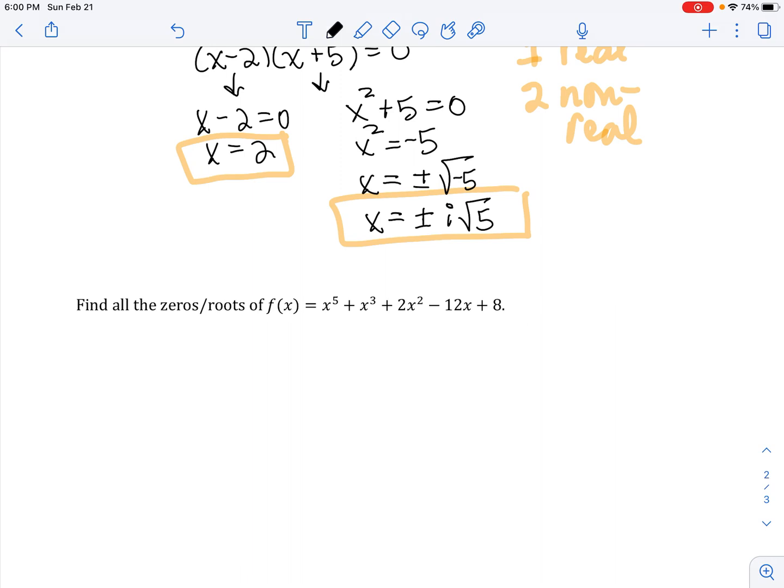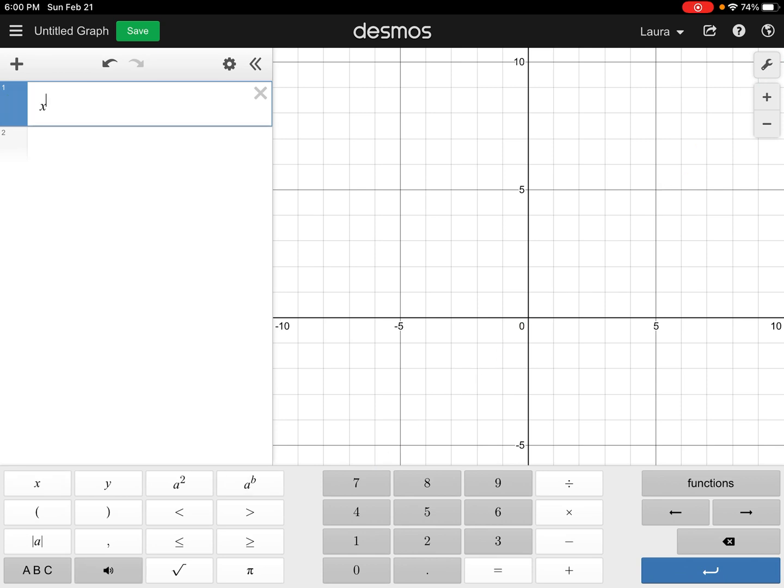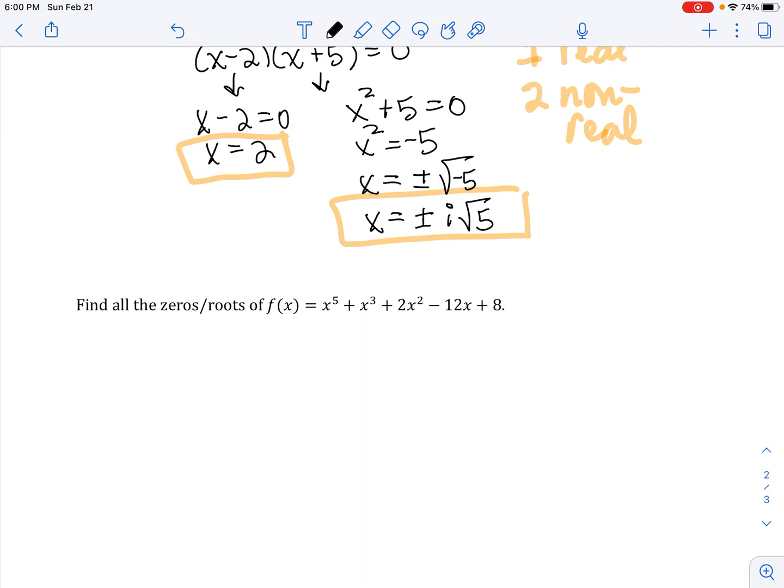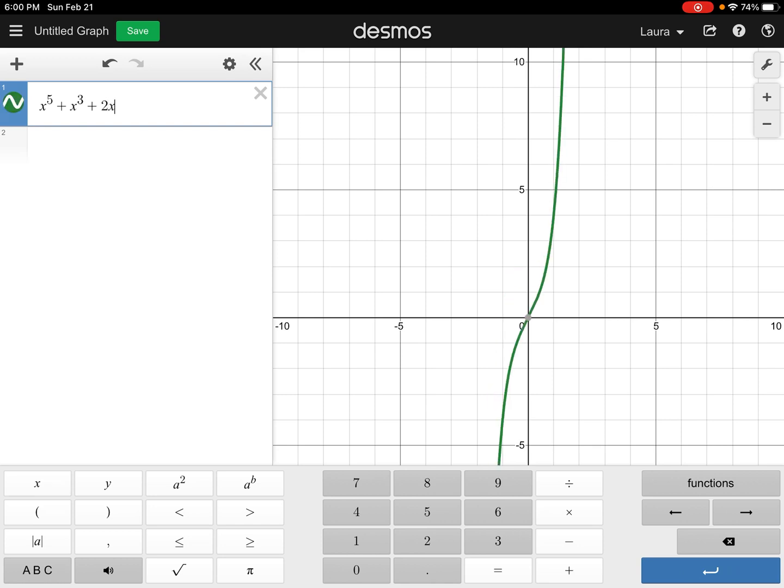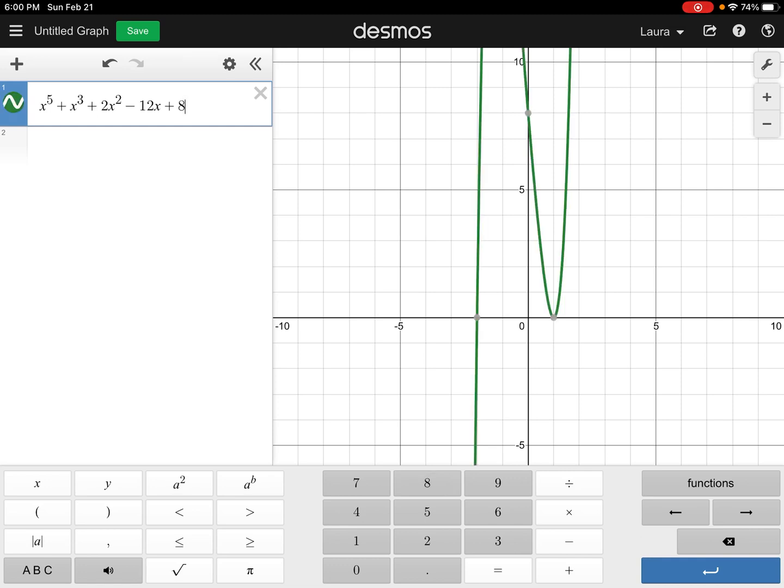All right, the next one has several terms. 1, 2, 3, 1, 2, 3, 4, 5. So again, let's put this into Desmos and see if we can find a 0. So x to the 5th plus x cubed plus 2x squared minus 12x plus 8.